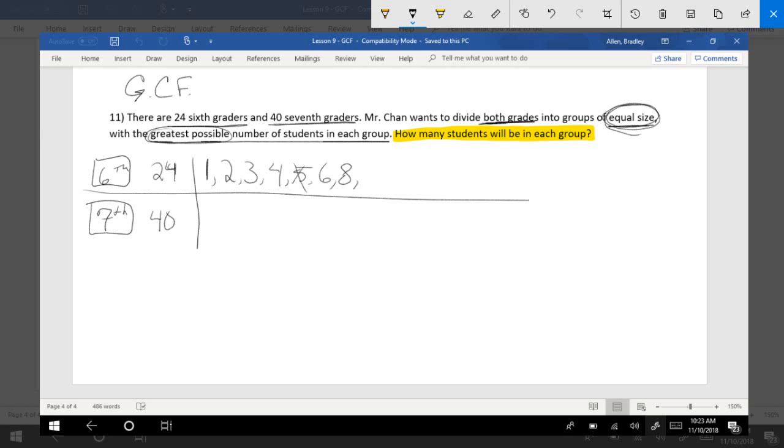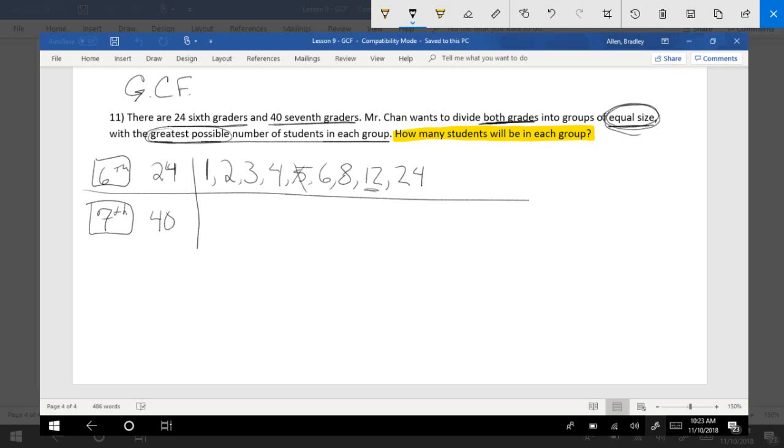9, no, 10, no, 11, no, 12, 13, 14, 15, so no, in between 12, because that's halfway. I'm not going to have another factor of 24 until 24 itself. So these are all my group size options for 24 students, right? If I have 24 students, I could make groups of 3 students, 4 students, 6 students, 8 students, 2 students, 1 student, and so forth.